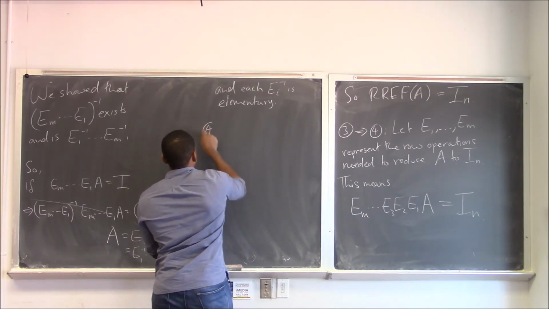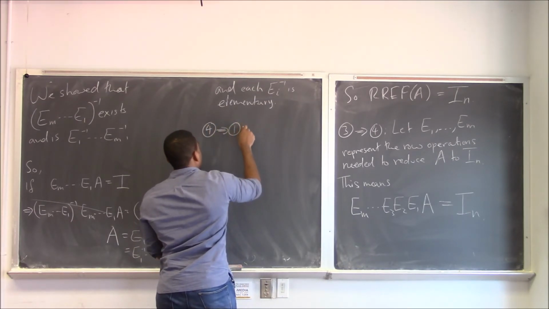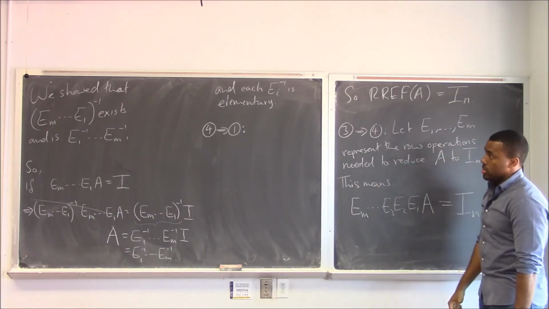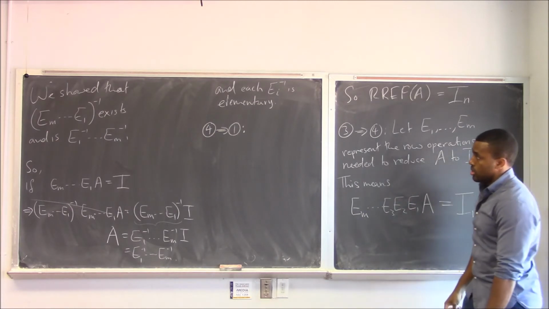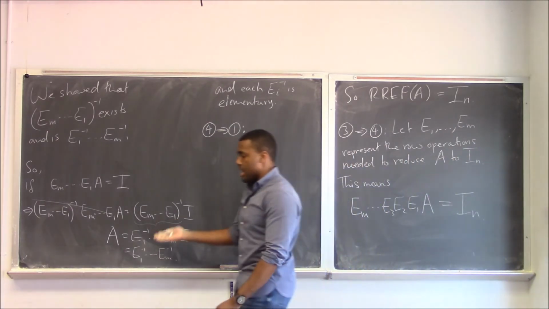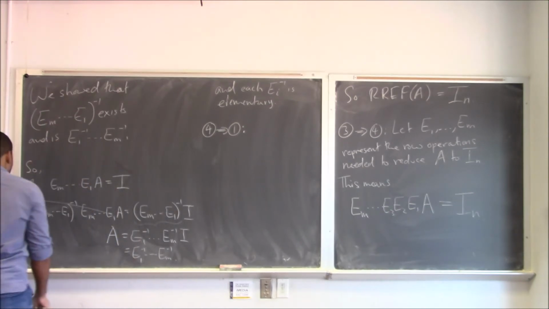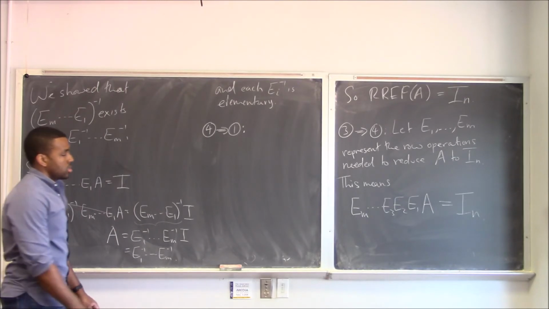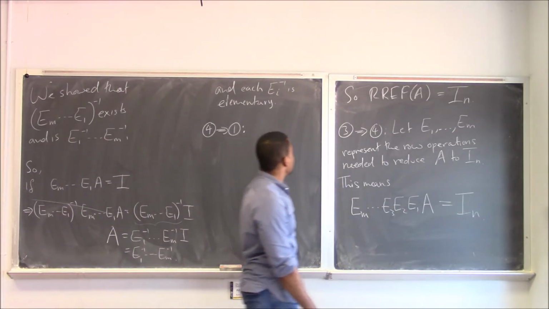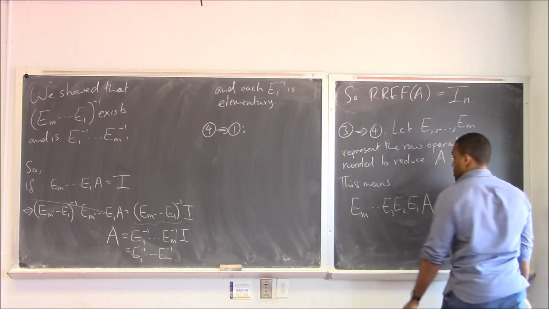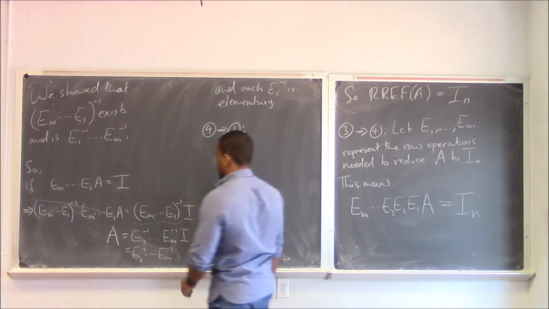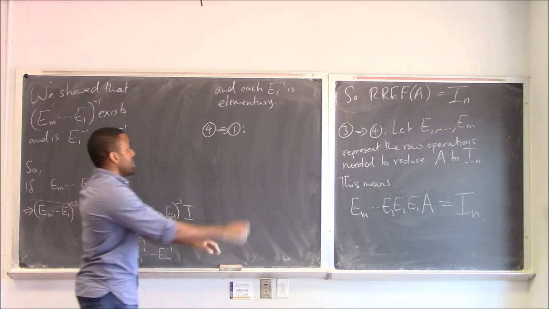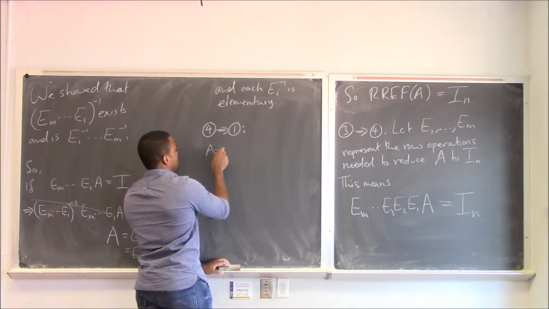Now, finally, let's go from 4 back to 1. How are we going to do that? So assume I can write A as a product of elementary matrices. How can I know that A is invertible? Did we show that elementary matrices are always invertible? Isn't that like the backward version of that? It's kind of the backwards version of this, right? So, but we have to start from the other side.